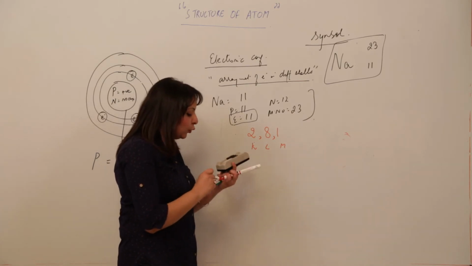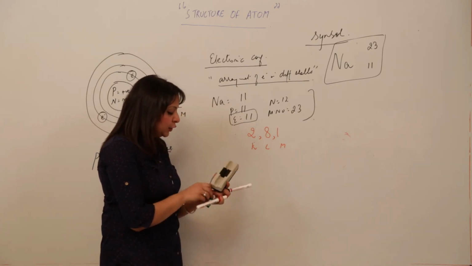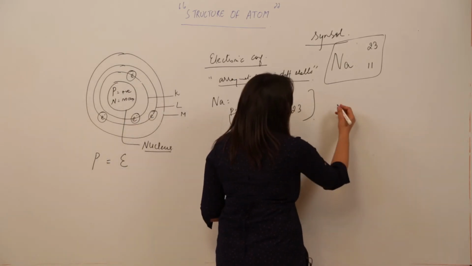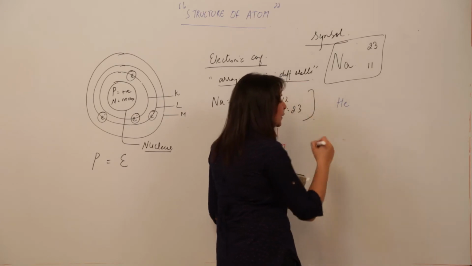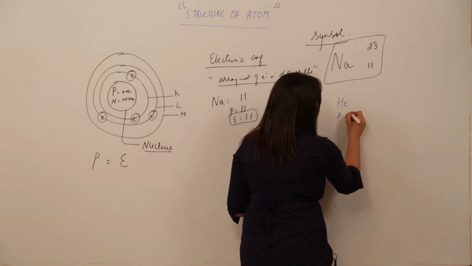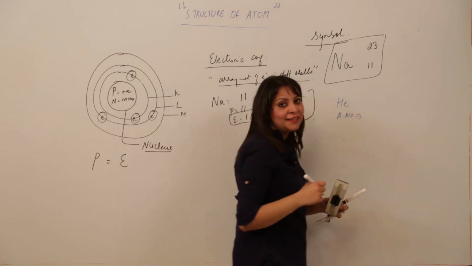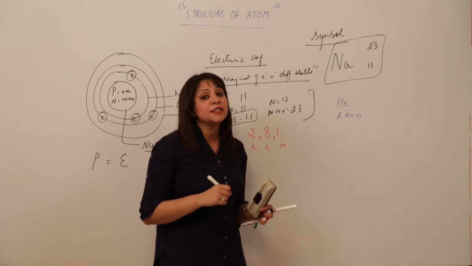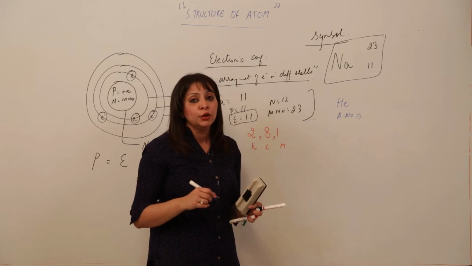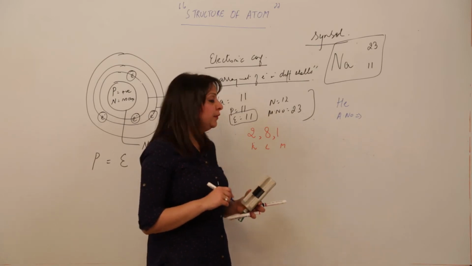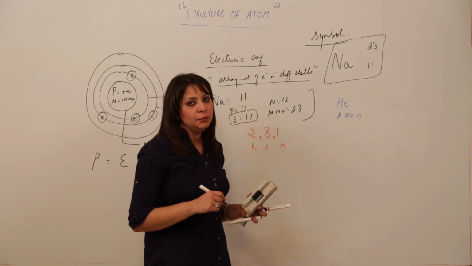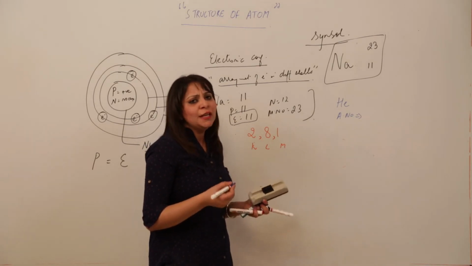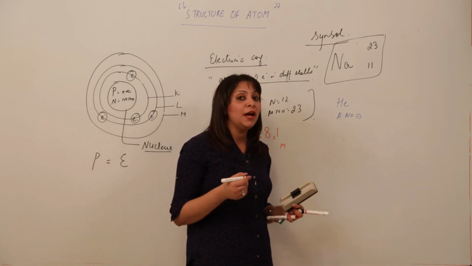So this is how you can write the electronic configuration of any atom. Again, I am taking one more example for your convenience so that you should be well versed with the concept. See, I am taking an example of helium. This time I am writing the atomic number, but you have to remember these atomic numbers. These atomic numbers won't be given, you have to recall them. You should be well versed with the atomic numbers. Mass number you may get, but atomic number you have to remember.